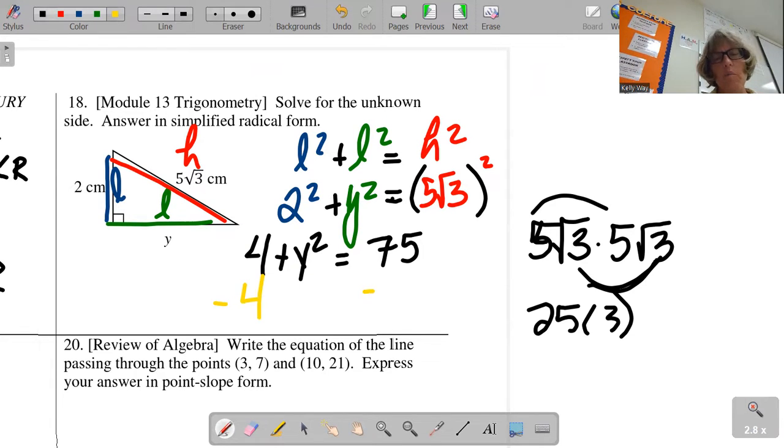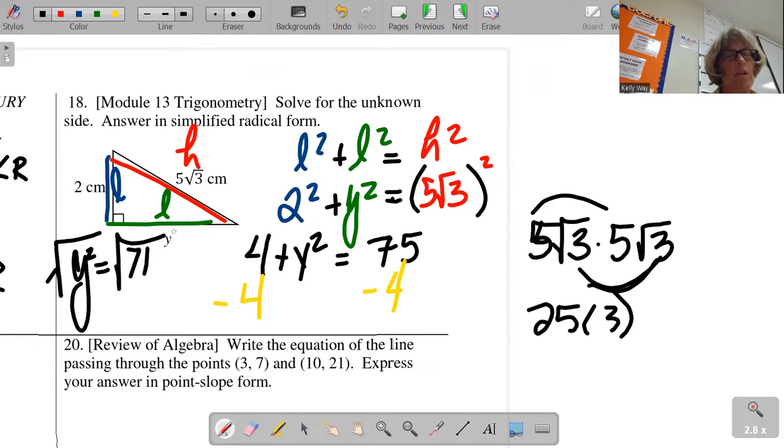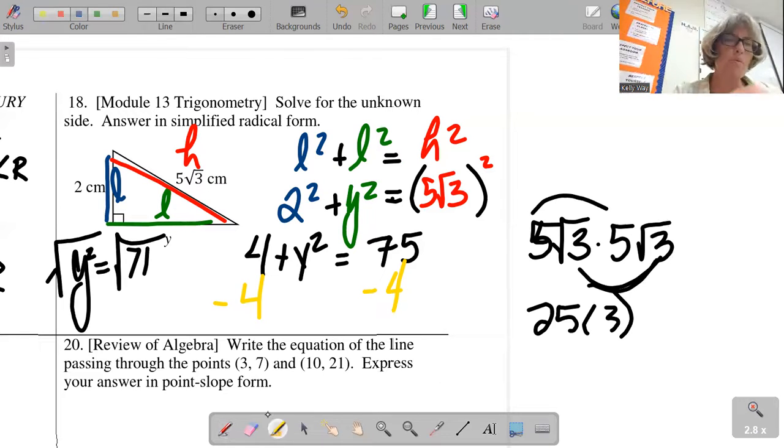Minus 4, minus 4. You're going to solve for y in simplified radical form. So factor 71 if you can. And if 71 is prime, if you figure that out, you just stop right there.